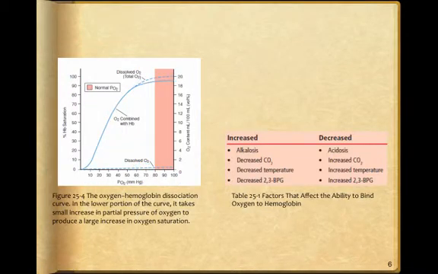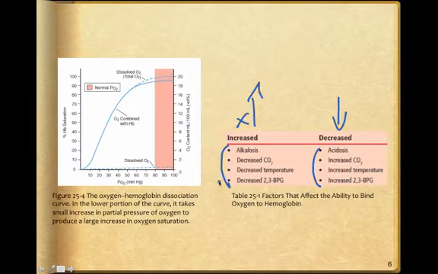This is table 25.1, factors that affect the ability to bind oxygen to hemoglobin. There are two categories here that we should look at: increased and decreased. These are the things that would decrease the ability to bind oxygen to hemoglobin, and these here would increase the ability to bind oxygen to hemoglobin. So the increase, let's talk about that first.